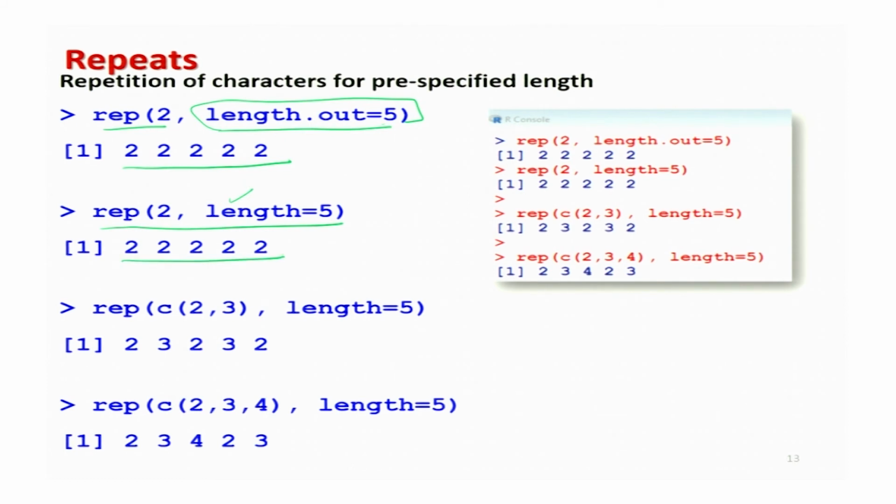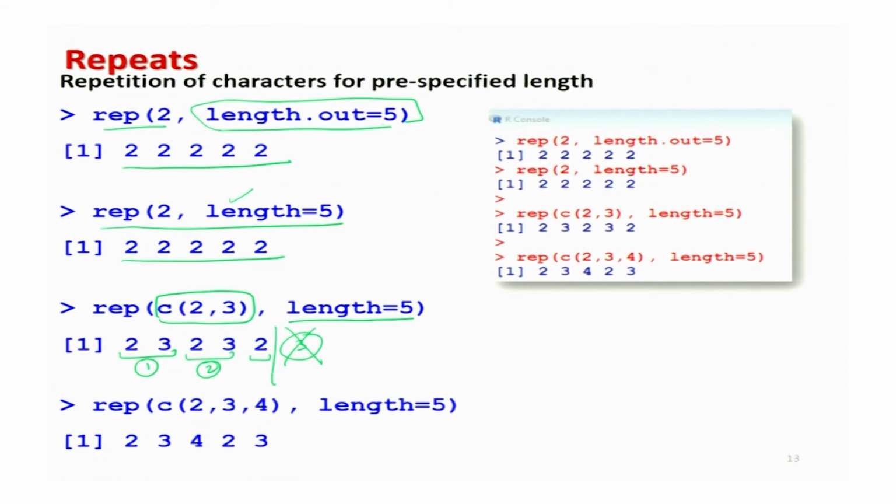But if you take a data vector, then see what happens. If you take a data vector of 2 values, 2 and 3, and give the option length equal to 5, that means you need only 5 values. So this 2 3 will start repeating, 1 time there are 2 values, 2 times there are 2 values. So now there is space only for 1 value. Ideally it should be 3 here, but this 3 will not come, and the process will stop only at 2, right?